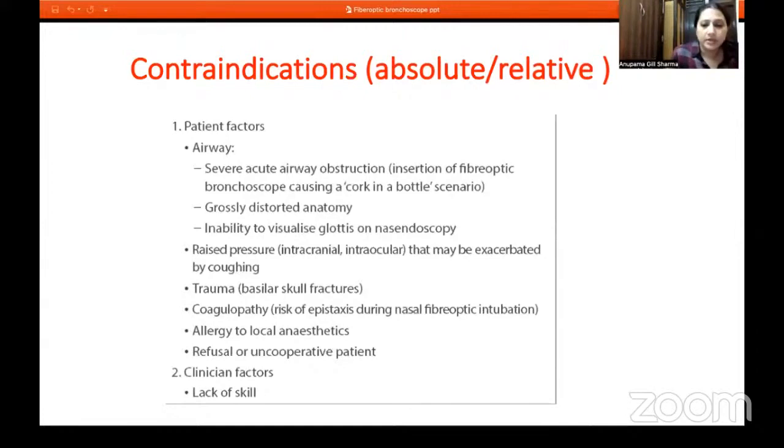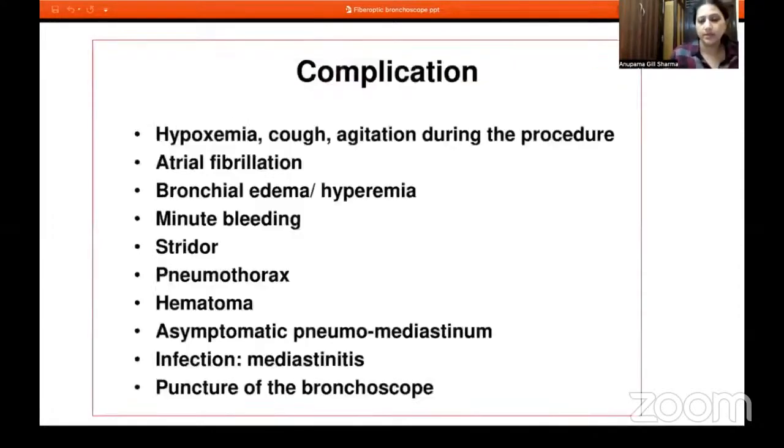Raised intracranial pressure and intraocular pressure, which can increase by coughing during the awake intubation. Trauma to the skull with basilar skull fractures, coagulopathy, allergy to the local anesthetic, and also lack of skill on the part of the anesthetist. There can be many complications, like hypoxemia.